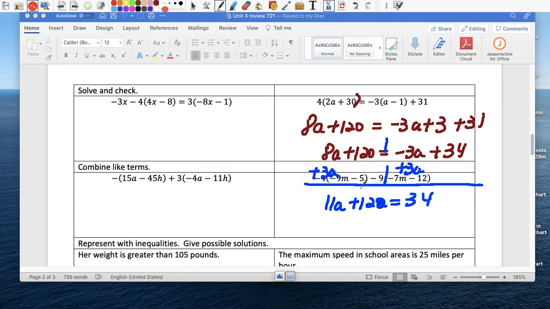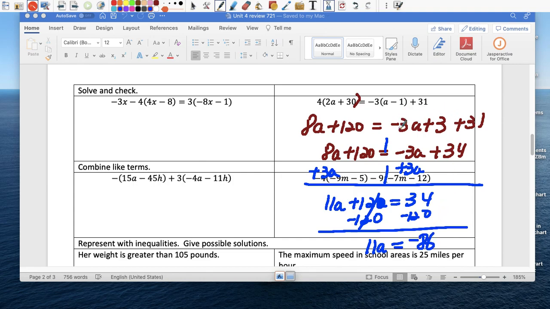120. We're going to do minus 120 on this side, minus 120 on that side. Those two go away. 11a equals... I'm going to get negative 86. Did I do another mistake?